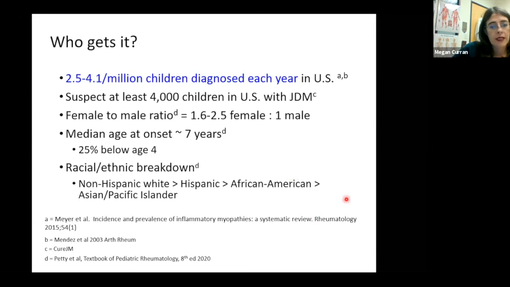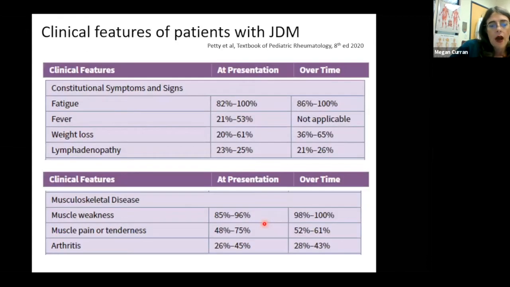And from the studies that we have looking at racial and ethnic background, non-Hispanic white patients are affected more commonly than Hispanics, African Americans, and then Asian Pacific Islander. How do patients present? Meaning, how does JDM affect them when they first seek care? So this is a table from our rheumatology textbook in Pediatrics.